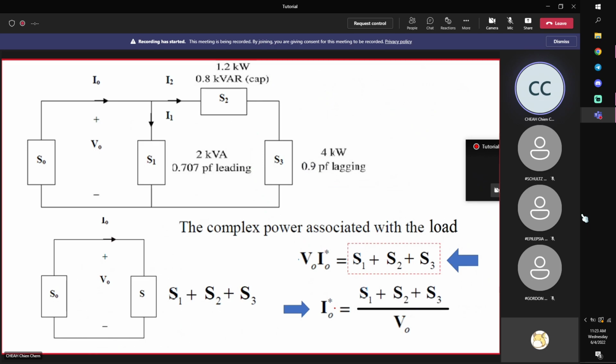Based on that, I can then divide by the voltage across it to calculate the complex conjugate of my current. Take note that this is the complex conjugate of the current. So to find the actual current, you have to reverse the sign of your imaginary part. So let's proceed to add up the complex power and then divide by V0, which is given.